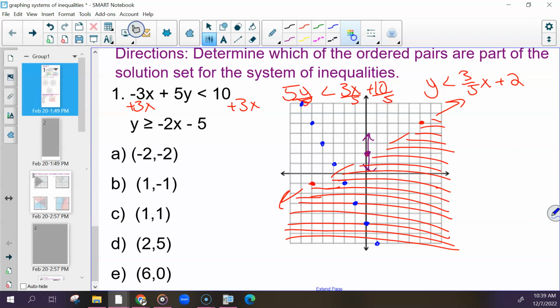This line would be dashed or solid? Solid, because of the equal to underneath. And then shaded above or below? It's greater than or equal to. Shade above or below? Above. So for this one, above would be where this is up. So from the y-intercept, draw an arrow up, and everywhere where the up would be is where you're shading.